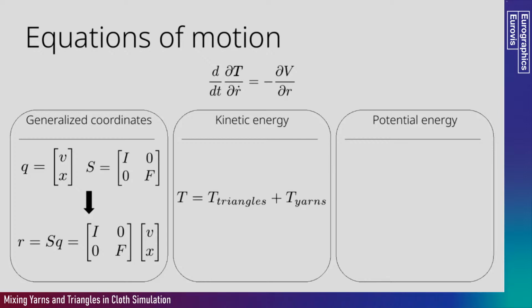Second, we define the kinetic energy of our system. As I will show in a minute, the kinetic energy combines energies defined at triangle level and at the yarn level.